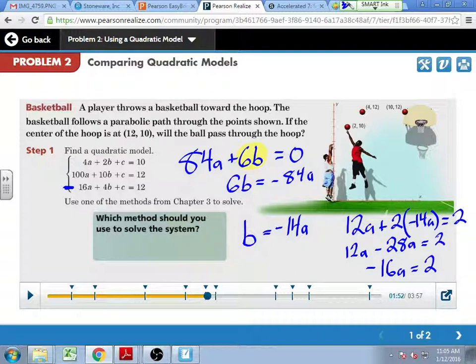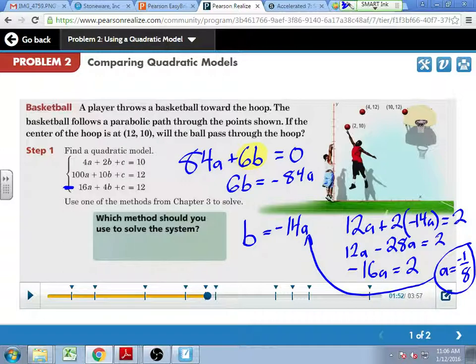Which then tells me that a is negative 1/8, and then I can take that a and plug it back into my b.